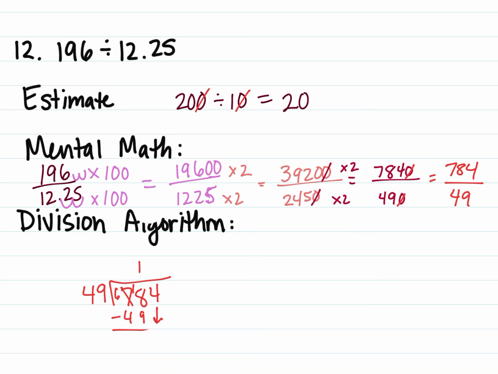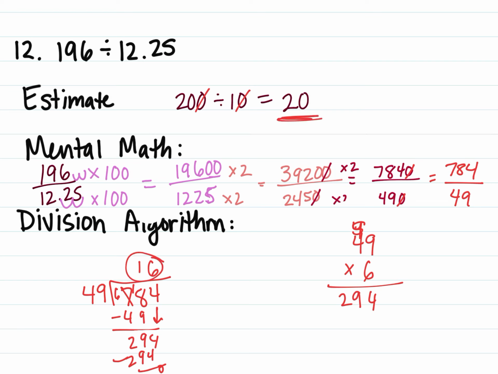Let's try 6 sets of 49. Nine times 6 is 54. 6 times 4 is 24. Plus 5 makes 29. So it looks like it's going to fit exactly 6 times for an answer of 16, which is close to our approximation of 20.